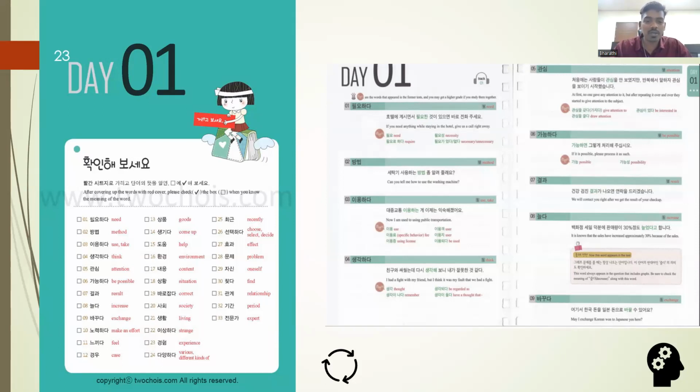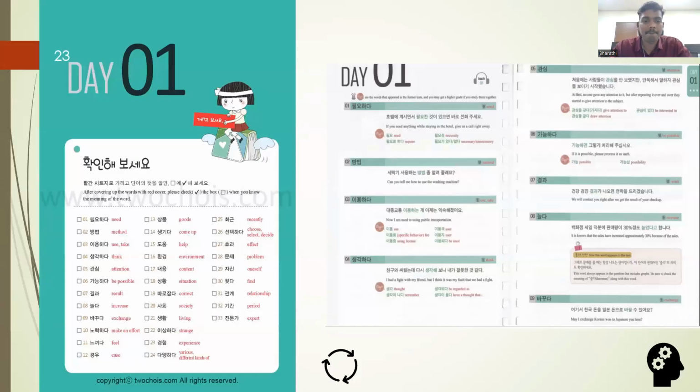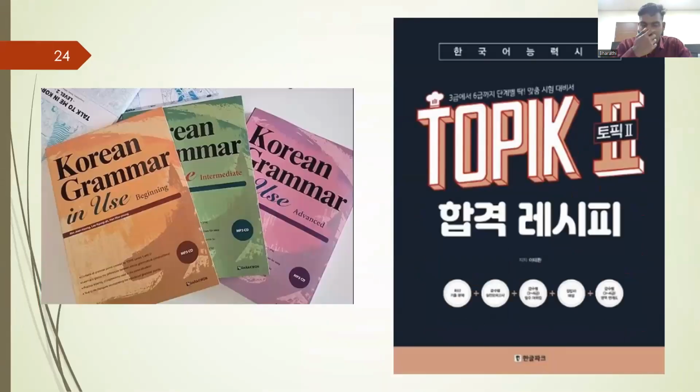But you should be very good at these words because most of these words are frequently used in the Korean Topik exam. Simultaneously, use this book also. This is a Korean grammar book.